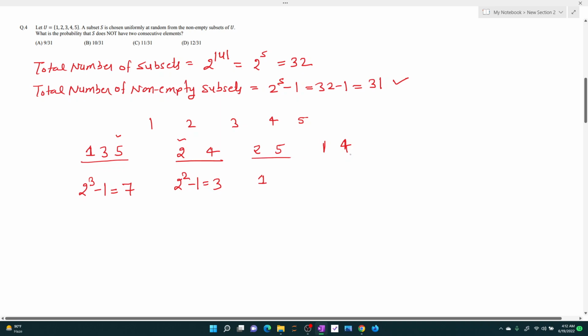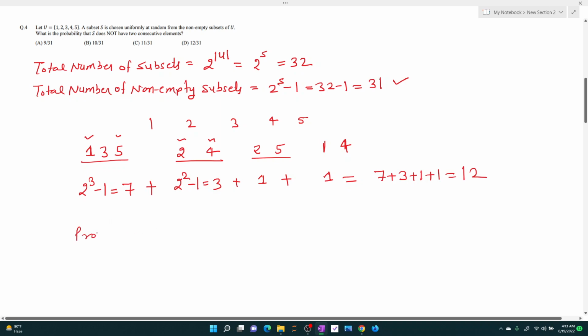Similarly, when we say 1, 4, again, we will not include the empty one. We will not include singleton 1 because it is already counted here, and we will not include singleton 4 because it is already counted here. So it's again one subset, that is 1 4, right? So the total number of such subsets will become, I need to just add up all of these numbers, and this comes out to be 7 plus 3 plus 1 plus 1, that is 12 subsets, right?